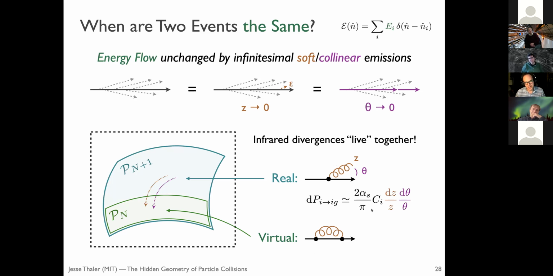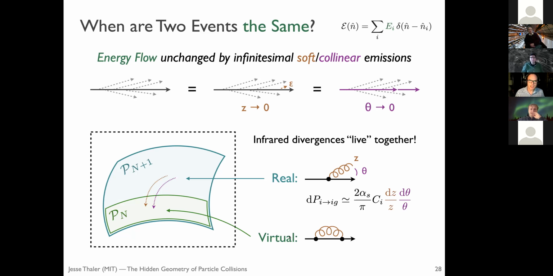Normally, we would say, oh, I have a degenerate configuration, or a divergent configuration rather. But here, when z and theta go to 0, I'm going exactly onto the same place where the virtual emissions are living. That is, they're coexisting. The divergence here coexists with the divergence here. And I can be more precise about that.